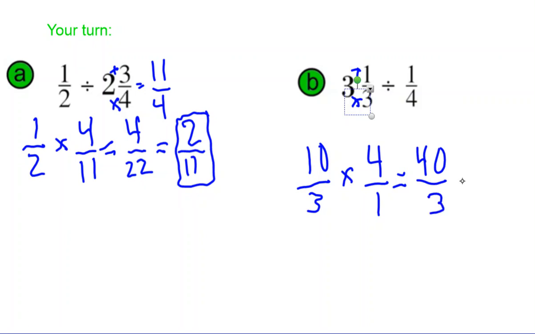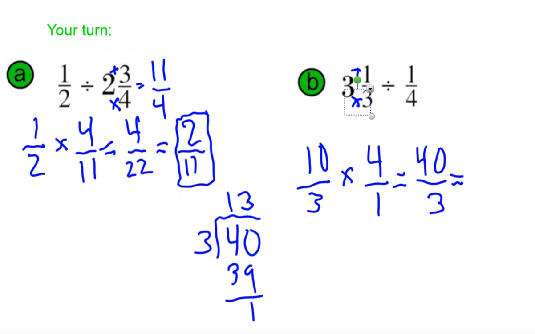And if your assignment tells you to turn that into a mixed number, you need to divide 40 by 3. 3 times 10 is 30, and that would leave us 10, and we know 3 times 3 is 9, so that would be 39. So I'm going to go for 13 here. 13 times 3 would give us 39, and that would leave us with 1. So our answer would be 13 and 1 over 3.